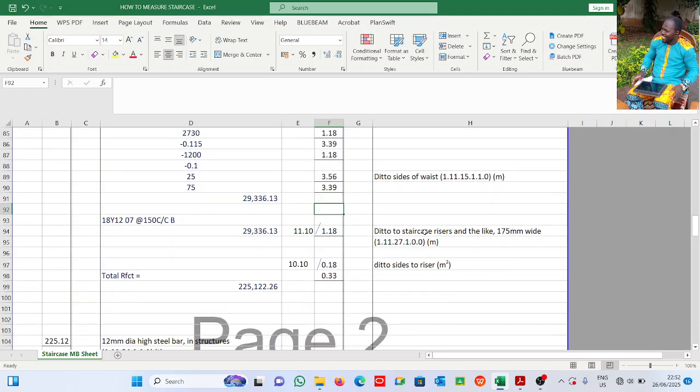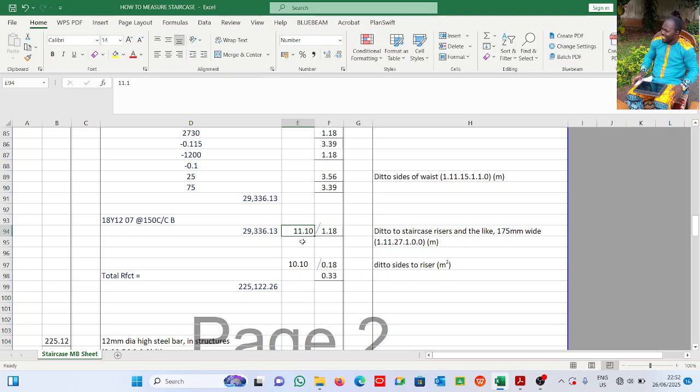The same thing now for the riser and for the thread. For the riser, you know the thread is where you are going to put your leg. You can't cover it, you can protect it. But the one for the riser, you have to put your formwork. This is what I have here. Now for the two of them, 11.10.